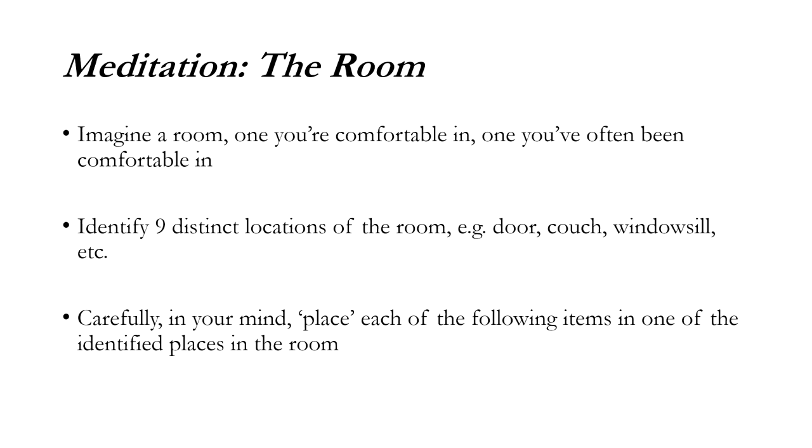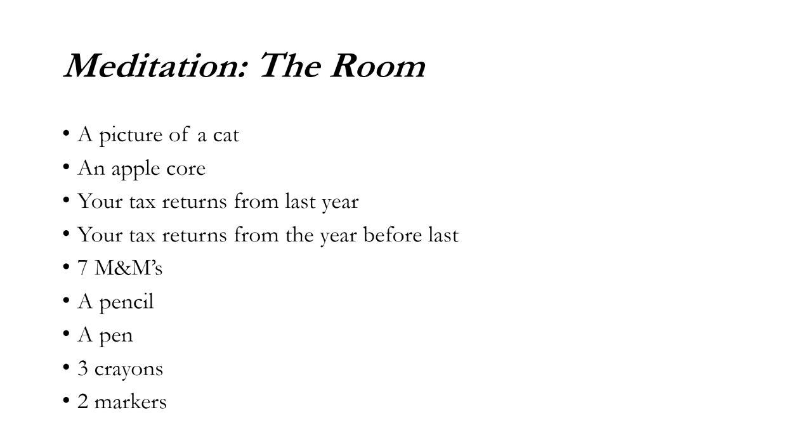I want you to carefully, in your mind, place each of the following items in one of the identified places in the room. A picture of a cat, an apple core, your tax returns from last year, your tax returns from the year before last, 7 M&Ms, a pencil, a pen, 3 crayons, and 2 markers. Pause the video and do that, and then wait about 1 minute before returning.